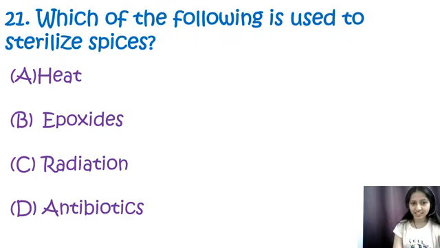Question number 21. Which of the following is used to sterilize the spices? Options are heat, epoxides, radiations, and antibiotics. Over here, my correct option is C, that is radiation. So in radiation sterilization, specifically gamma irradiation, is a common method to sterilize a variety of items including spices. This method is effective and it does not involve any chemicals. That is why option number C is correct, that is radiation.